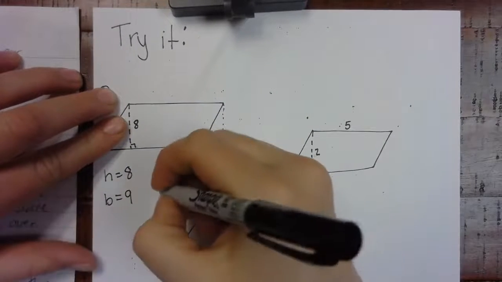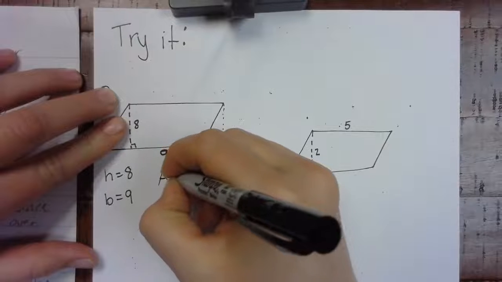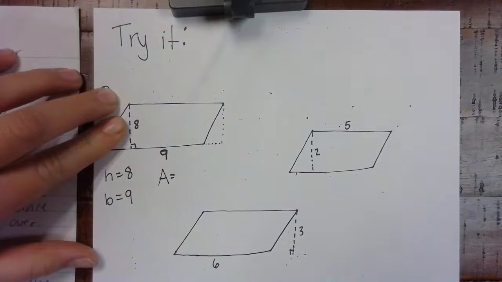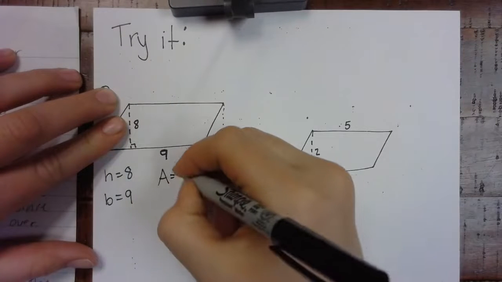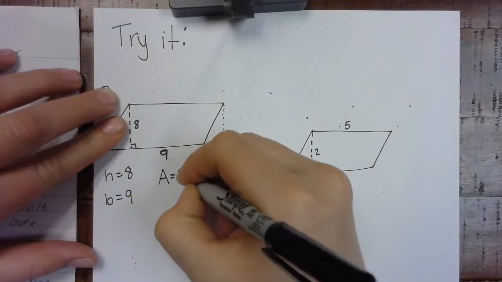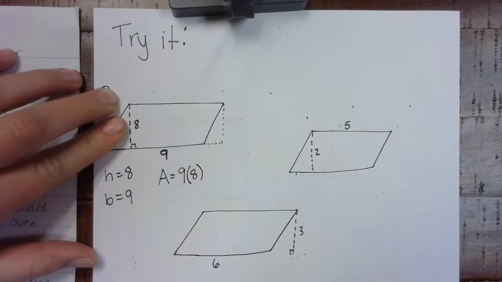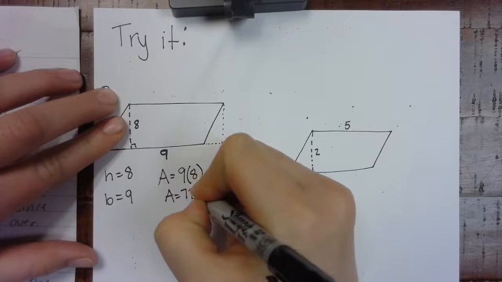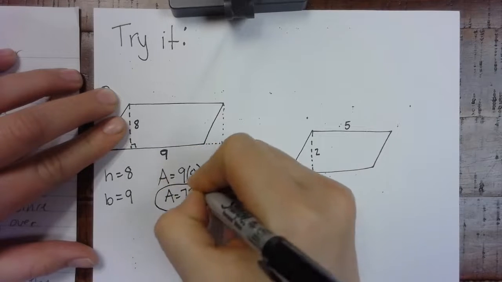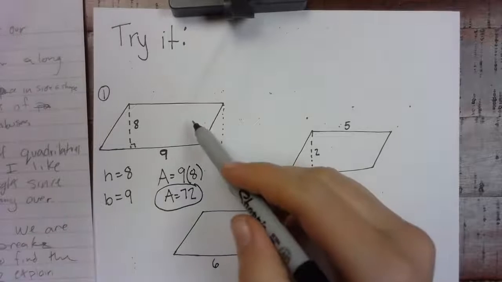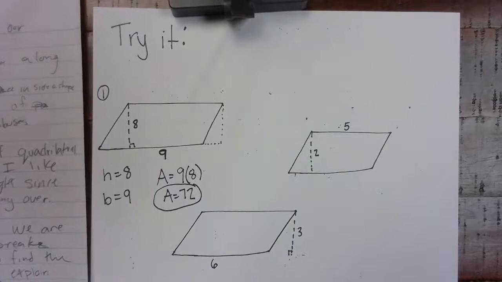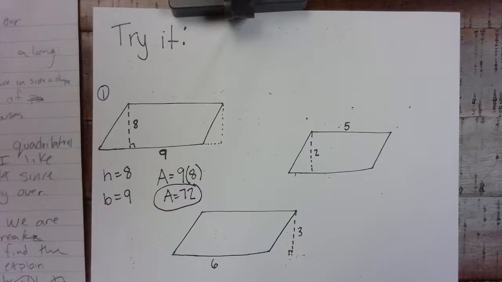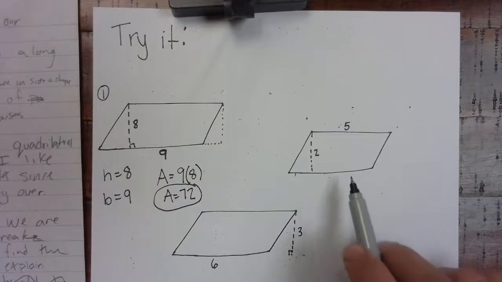So if I do that, this side is gone, and it's just length times width. But if we write it in our form, area, A, equals base times height. And we know that 9 times 8 is 72. So my area is 72 for this specific parallelogram. Alright, let's go to the next one.